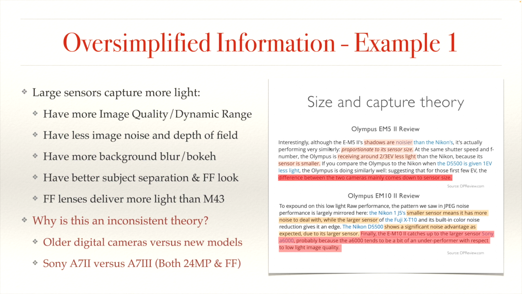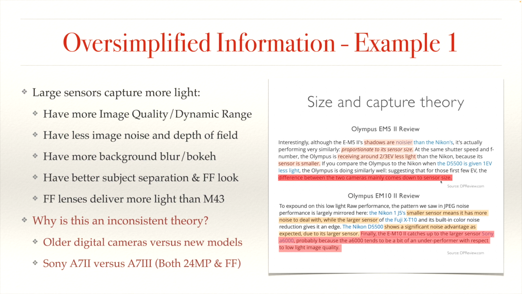And here you see, interesting, although the EM5.2's shadows are noisier than the Nikon's, it says it's proportionate to its sensor size. So immediately the sensor size, or the size and capture theory, is being used here. Olympus is receiving around 2/3 less light than the Nikon, and the Nikon in this case is an APC sensor, because the sensor is smaller on micro four thirds. And it ends this paragraph by saying the difference between the two cameras mainly comes down to sensor size. So this establishes the social media message that the size and capture theory is something accurate and something people should take note of.